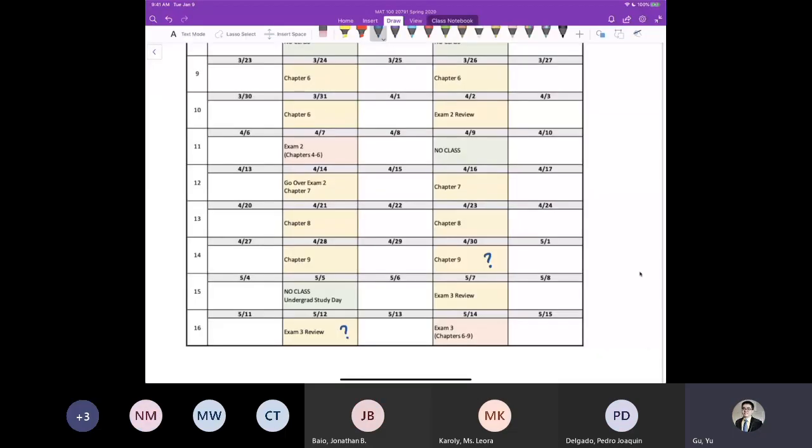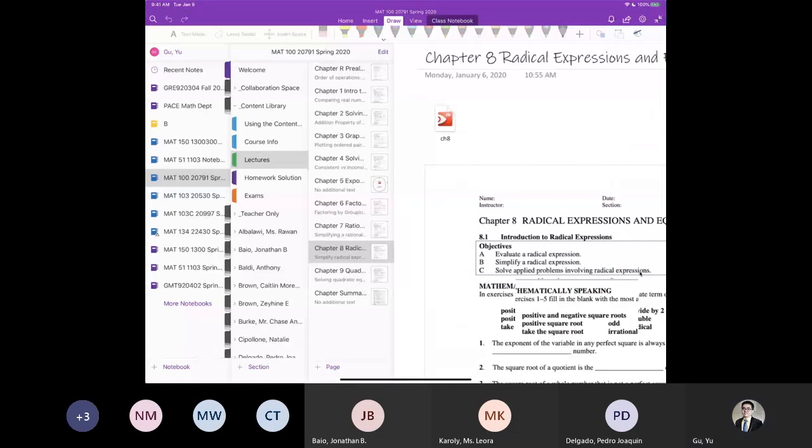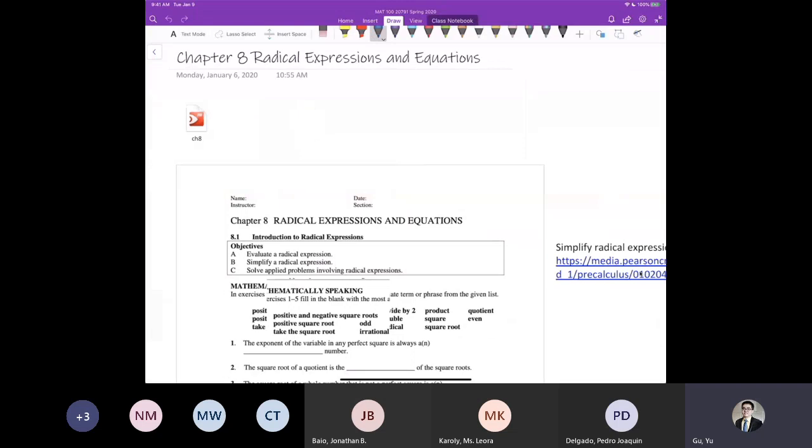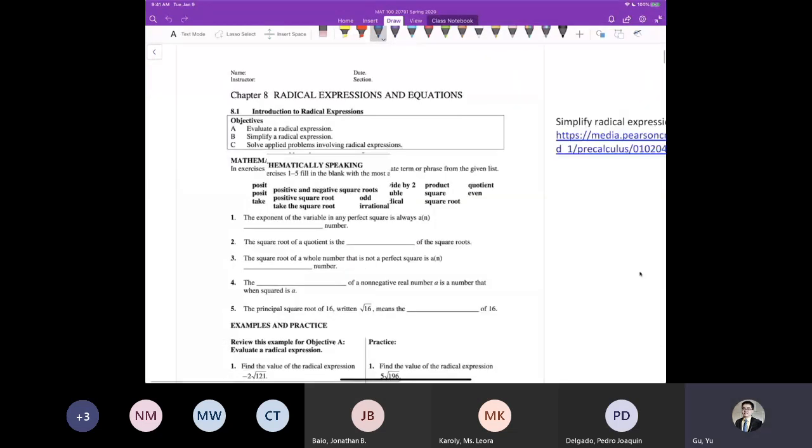Let's go back to our Chapter 8 handout. So make sure you have access to this handout. It's under Lectures, Chapter 8. Chapter 8 is about radical equations and expressions. Today we'll cover radical expressions, and then on Thursday we'll finish this with radical equations.